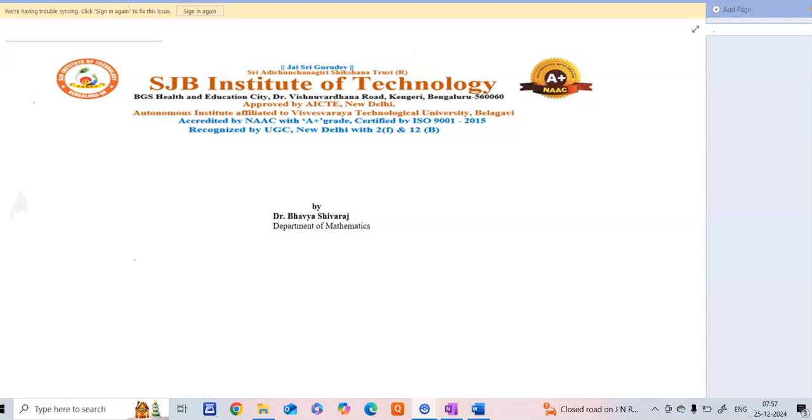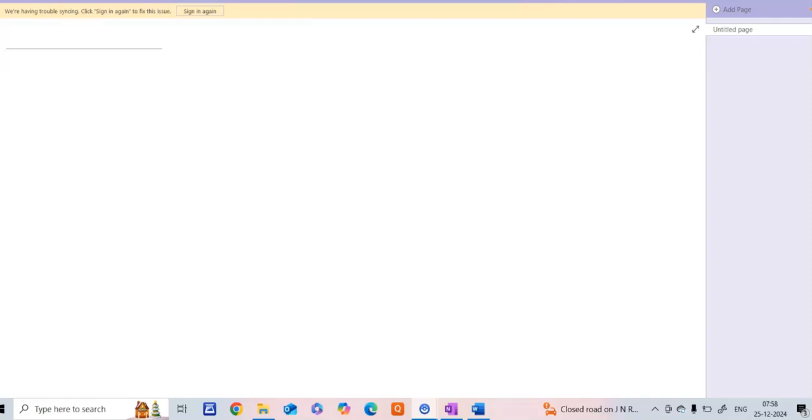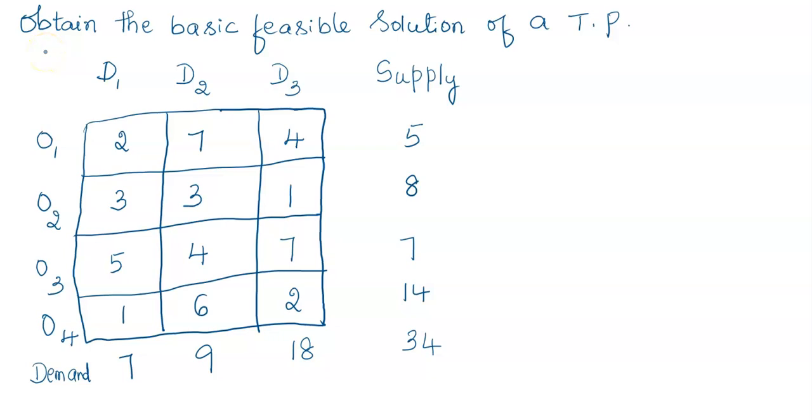In today's class, we are going to discuss a problem based on transportation using the northwest corner rule. Obtain the basic feasible solution of a transportation problem. They are given the matrix of destinations and origins, as well as the supply and demand.